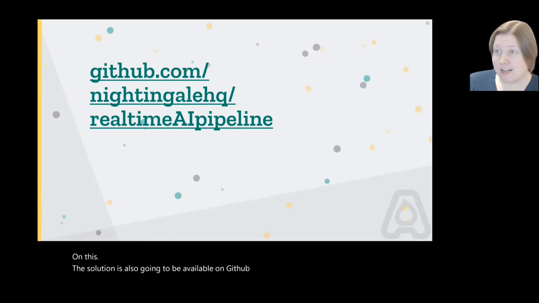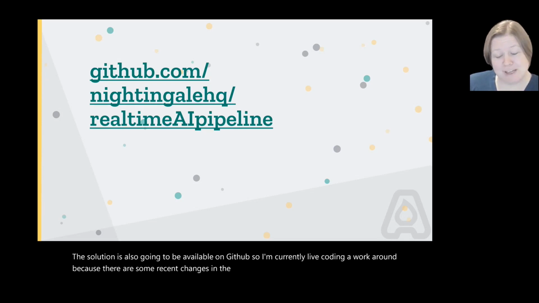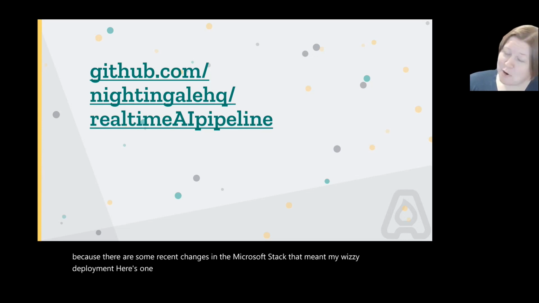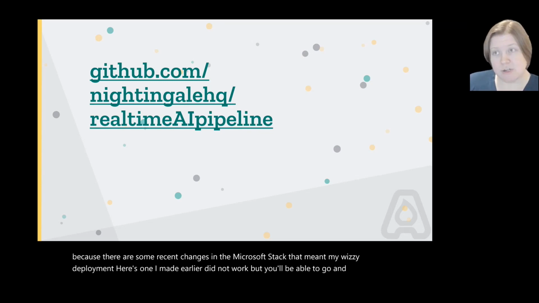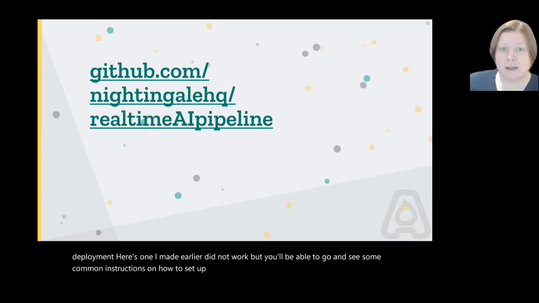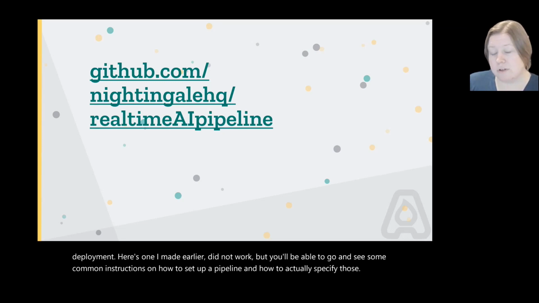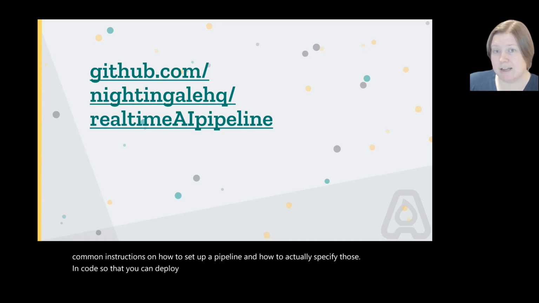So I'm currently live coding a workaround because there's some recent changes in the Microsoft stack that meant my pre-baked deployment, here's one I made earlier, did not work. But you'll be able to go and see some common instructions on how to set up a pipeline and how to actually specify those in code so that you can deploy them again and again and add a level of robustness and quality around the infrastructure we use.